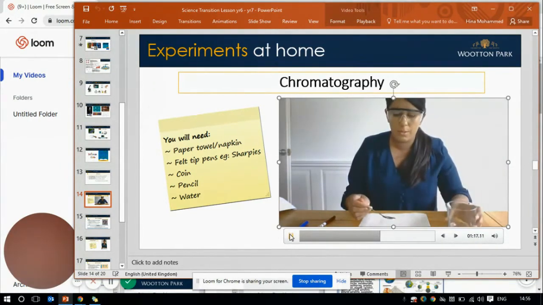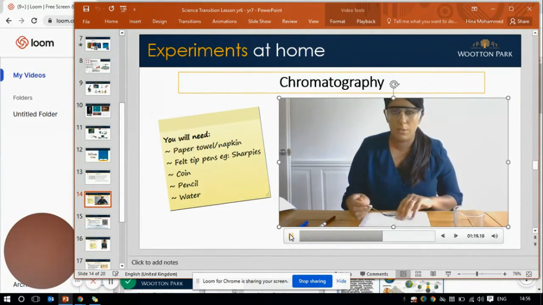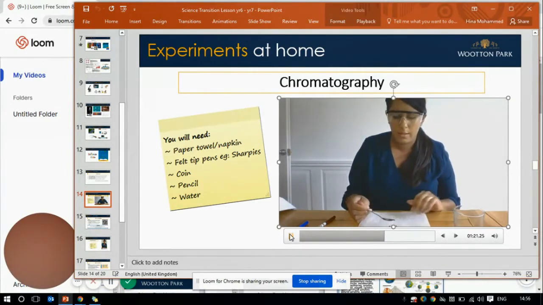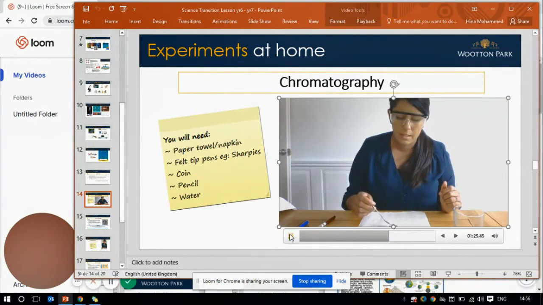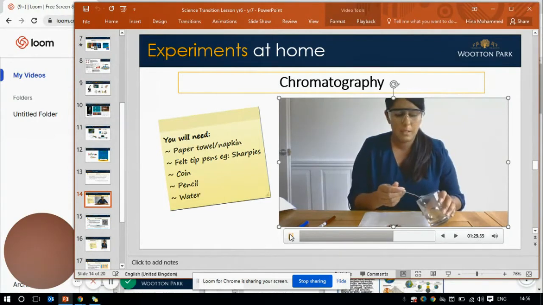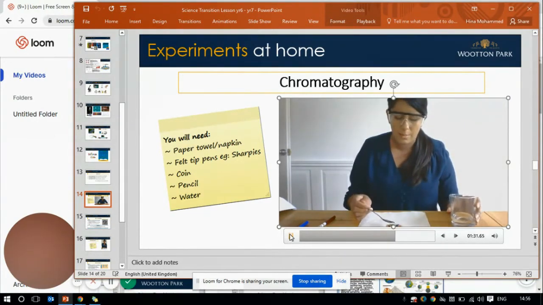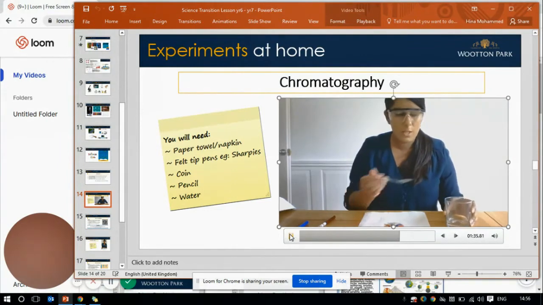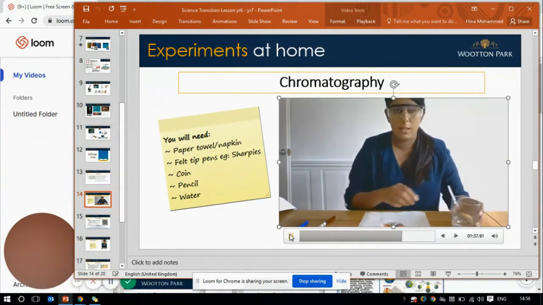So you need to drop water in the middle of the circle one by one, and as slowly as you can, and observe what happens. You should start seeing the colours spread. Now you can think about, why does this happen? Also you can think about, why do we need to use a pencil to draw the original pencil line?